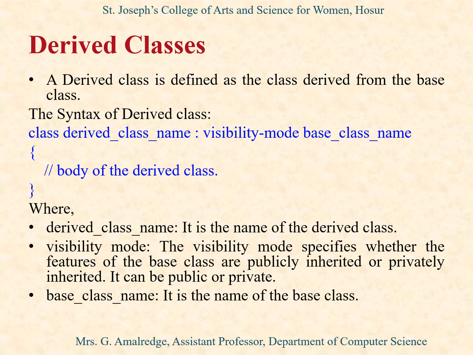Derived classes. A derived class is defined as the class derived from the base class. This is the syntax of derived class. Class, derived class name, colon, visibility mode, base class name, and body of the derived class. Here, derived class name is the name of the derived class. Visibility mode specifies whether the features of the base class are publicly inherited or privately inherited. It can be public or private. And base class name is the name of the base class.